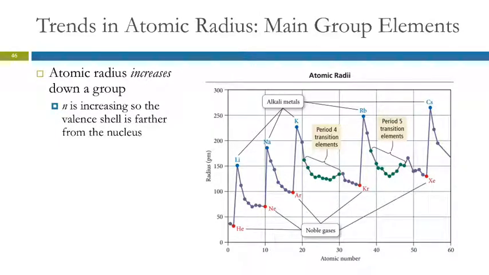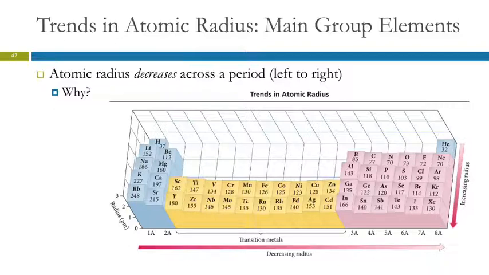If we look at the trend going across a period, it's a little surprising. So lithium, okay, lithium, beryllium, boron, carbon, nitrogen, oxygen, fluorine, neon. As we're going across left to right, they get smaller. That's not what I would expect if I didn't know what was going on. But they do, they get smaller, and that's consistent.